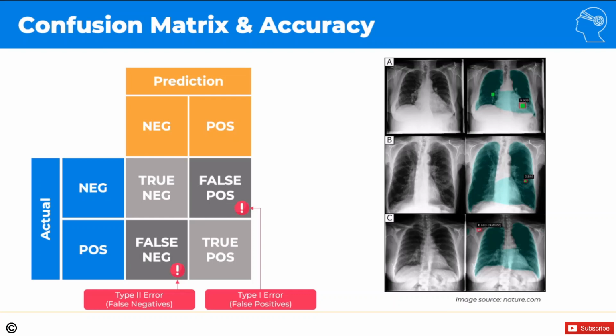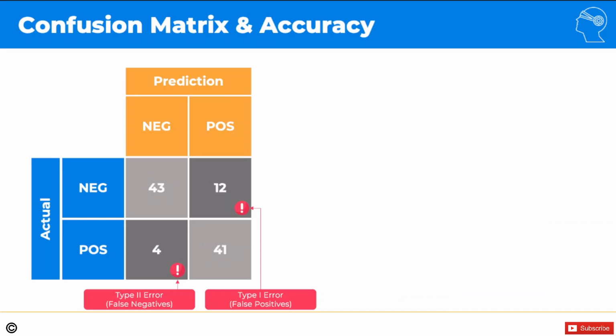Now let's populate this matrix with actual figures. Let's say we have 100 patients. Out of them, our model made some predictions and we have 43 true negatives, 41 true positives, 12 type 1 errors or false positives, and 4 type 2 errors or false negatives.